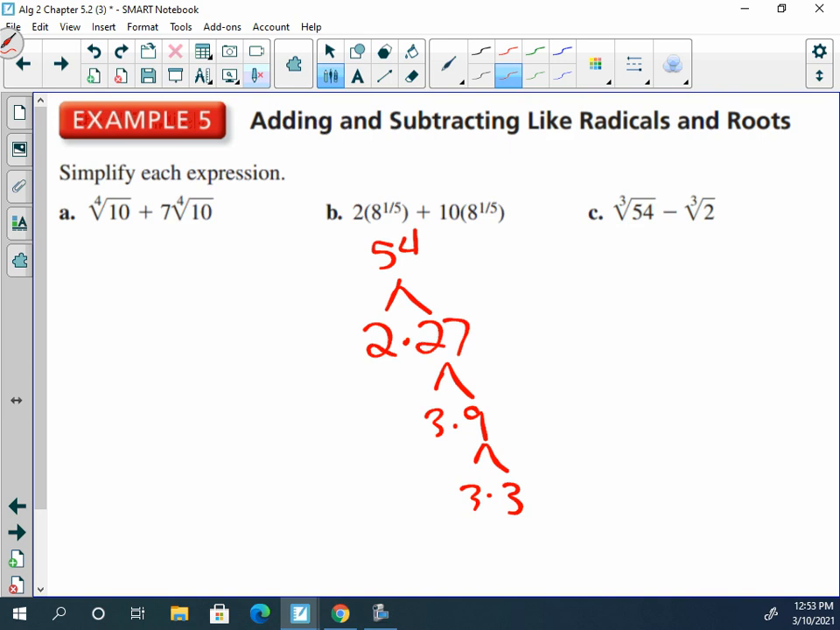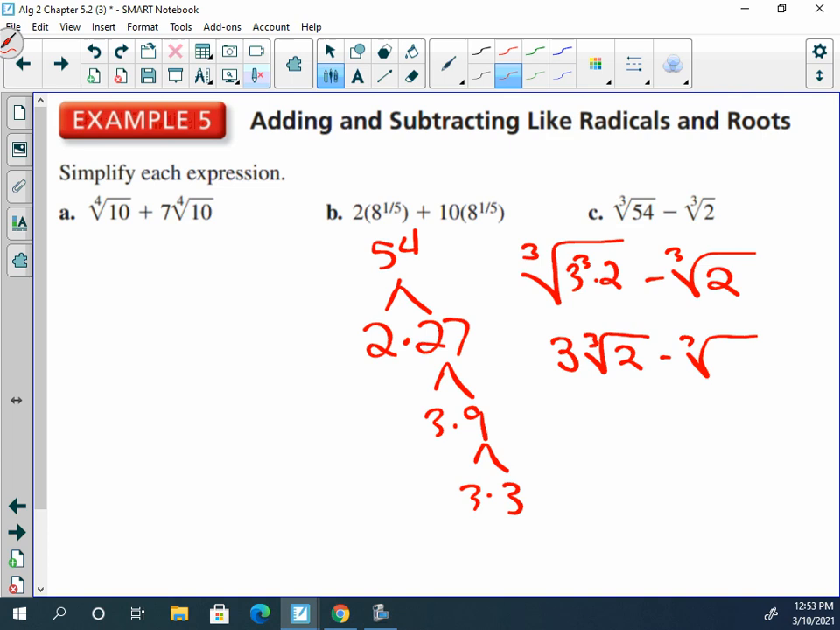So really, when we look at the cubed root of 54, it's the same as the cubed root of 3 cubed times 2. And we rewrite it this way because, again, we can take the cubed root of 3 cubed. The cubed root of 3 cubed is 3. So we have 3 times the cubed root of 2 minus the cubed root of 2. So we can have this here.